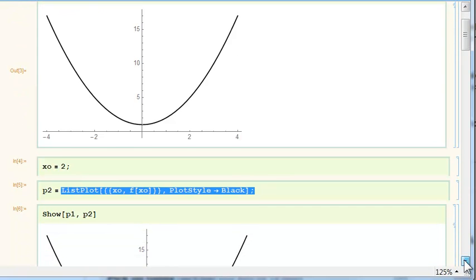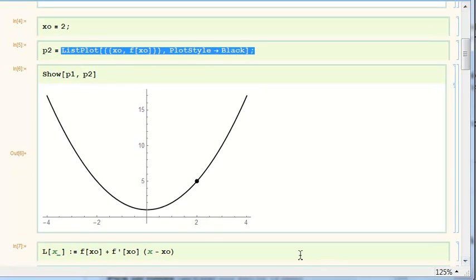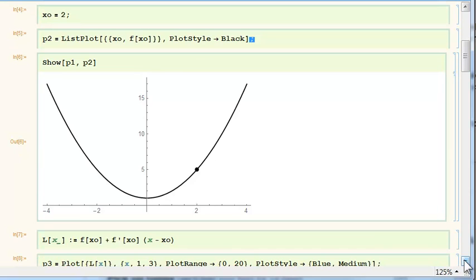Now, the Show command would allow us to put both of those plots together, and here's the curve plus the point. The semicolon up here in the plot point suppresses the actual plotting of that single point, so we aren't cluttering up our document with extra plots that we don't need.